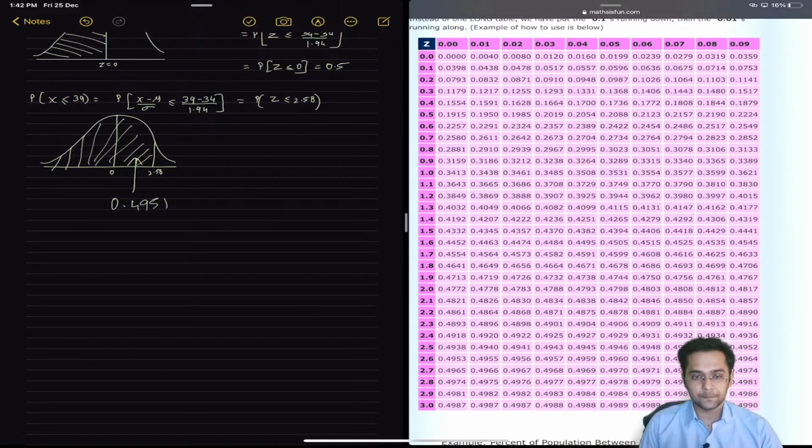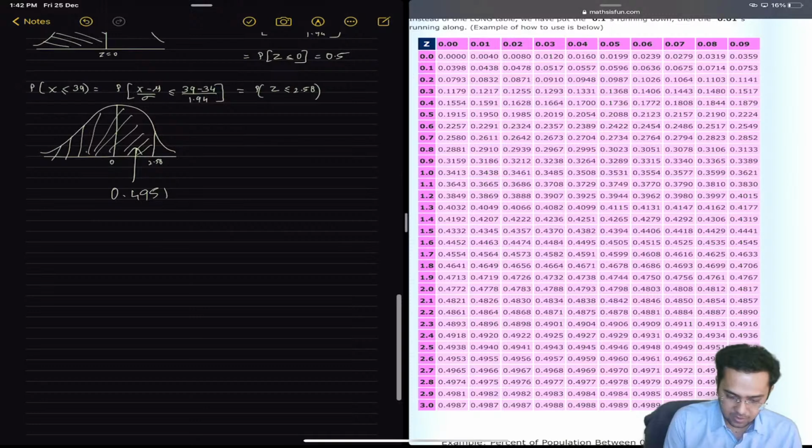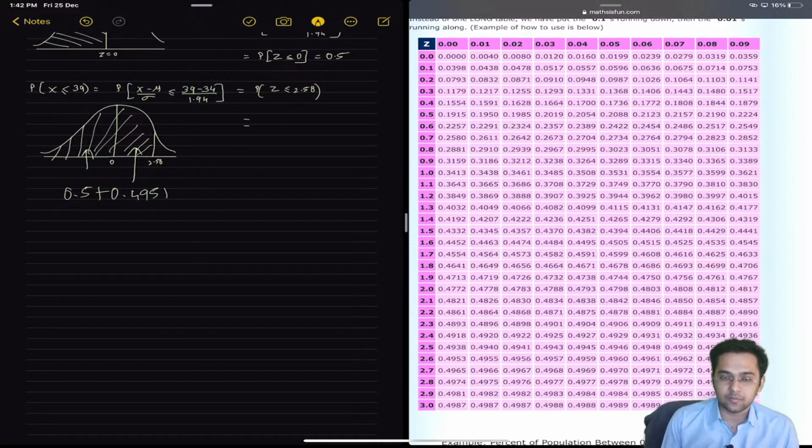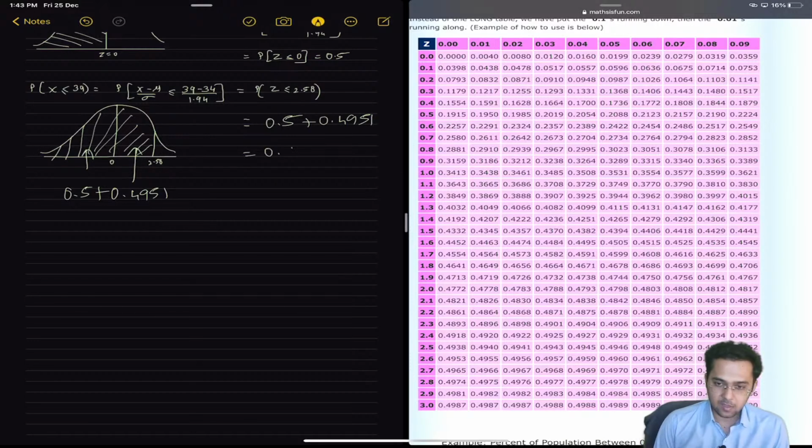So 0.4951 is the value that we want from 0 to 2.58, but we want this entire region. Obviously this much portion we know is 0.5, so the answer is going to be the sum of both: 0.5 plus 0.4951, which is 0.9951 as the probability.